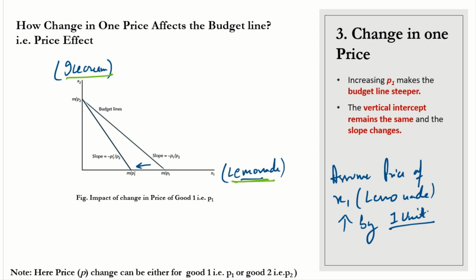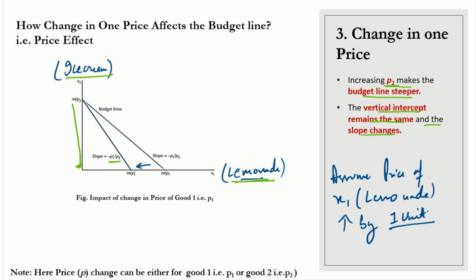Now if you notice here, what it says is that an increase in the price of commodity 1, that is lemonade we had assumed, makes the budget line steeper. Okay, and the vertical intercept remains the same and the slope changes. So if you observe, this is the vertical intercept, right?